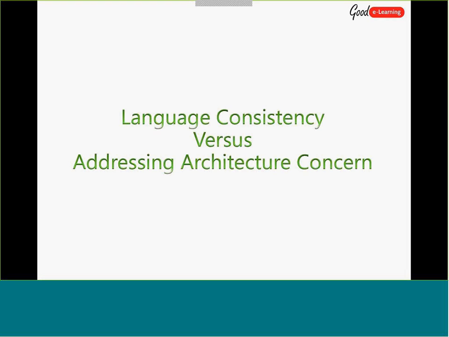Language consistency versus addressing architectural concern. Like I mentioned, we really model for two reasons, and I'll give prizes out to anybody in the chat window at the end of the session that can give me any other reason apart from modeling to understand and modeling to communicate in terms of why we actually model. I'm yet to find somebody that can come up with a third reason. Really that's what we're ultimately trying to do with ArchiMate 3.